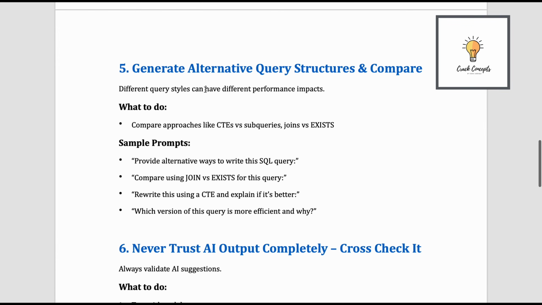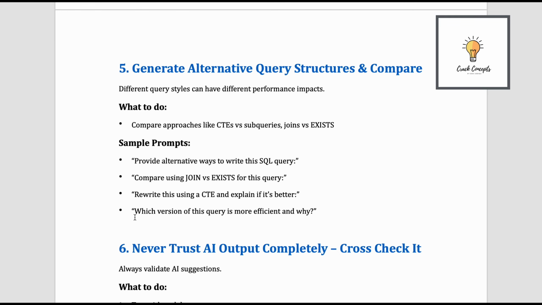Number 5. Generate alternative query structures and compare. You can ask AI to create different queries and you can try those queries and see which one works better for you. Different query styles can have different performance impacts based on your usage. What to do? Compare approaches like CTEs versus subqueries, joins versus exists.